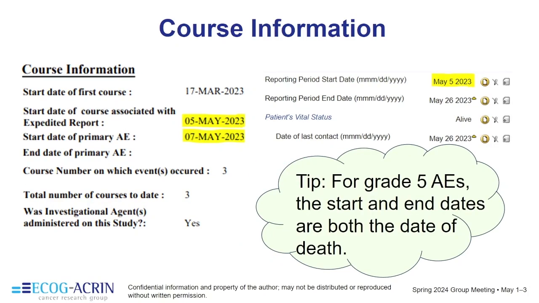The start date, where am I? The start date of the primary AE and the end date of the AE. So I'm just going to make sure that it actually took place during that cycle. I'm going to make sure all those dates line up. And for grade 5 events, the start date and the end date of the primary AE is going to be the date of death. So even if it's a grade 4 for 3 weeks, then your start date and your end date are the same.